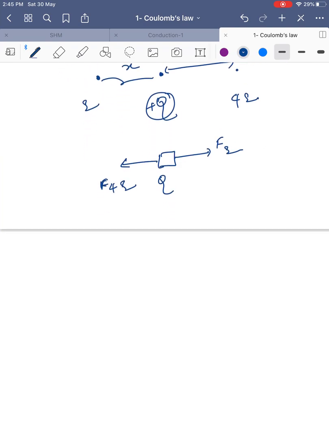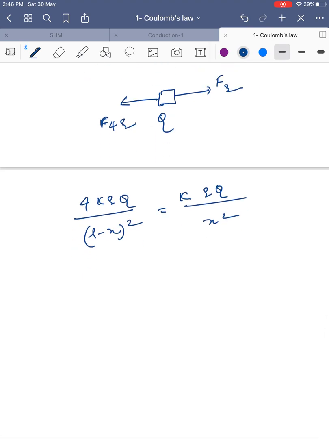What is the force due to Q? K q Q by x square, which is equal to 4 k q Q by L minus x whole square. If you simplify this, k, q and Q get cancelled, and x will be L by 3, if I am not wrong. Yeah, L minus x equals 2x, and x is equal to L by 3.